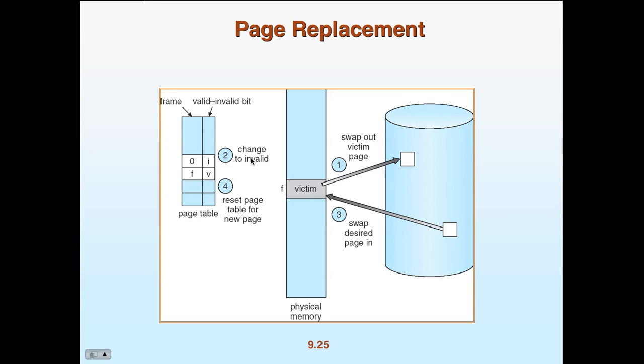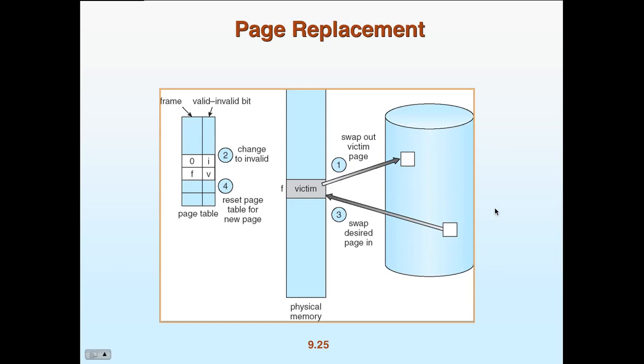So we changed to invalid from the first step when we swapped it out, and then we swapped it back in and we reset the page table for the new page. So the page replacement concept is nothing more than taking something that's in memory, unloading it, taking something that's been unloaded, and putting it back into memory in that victim location where we pulled something out of.